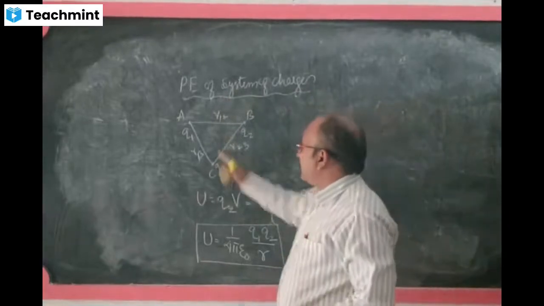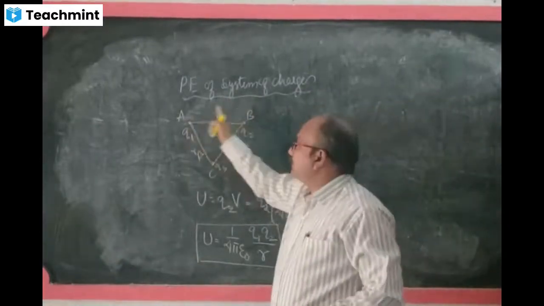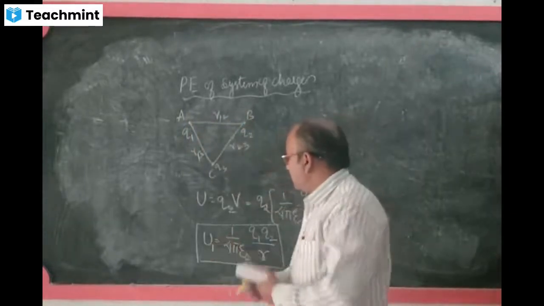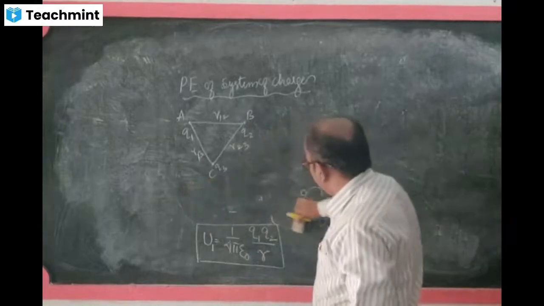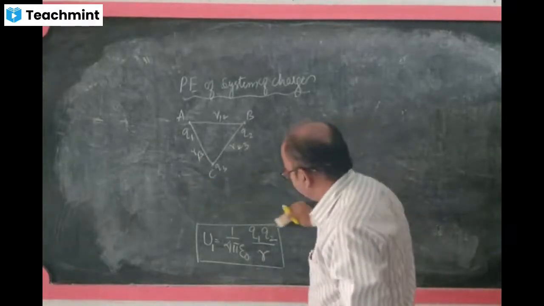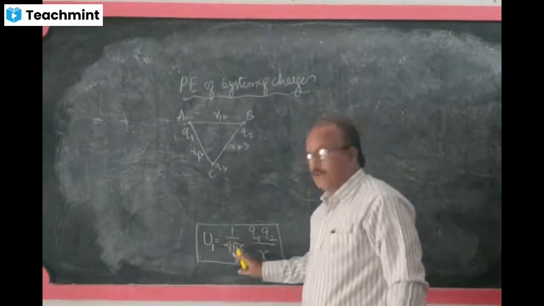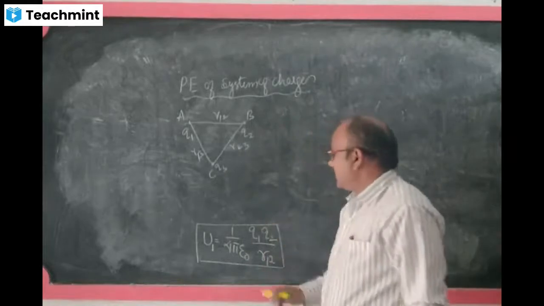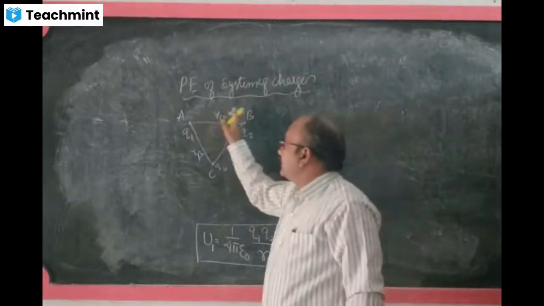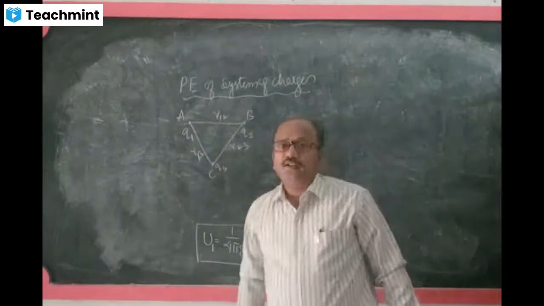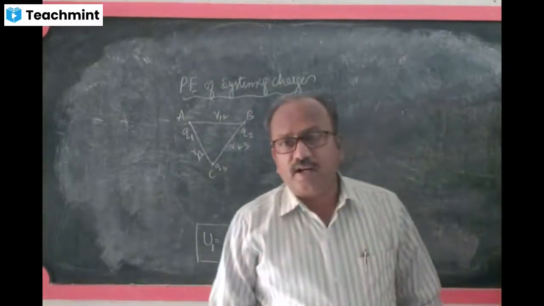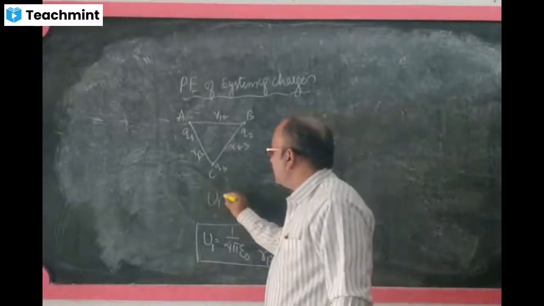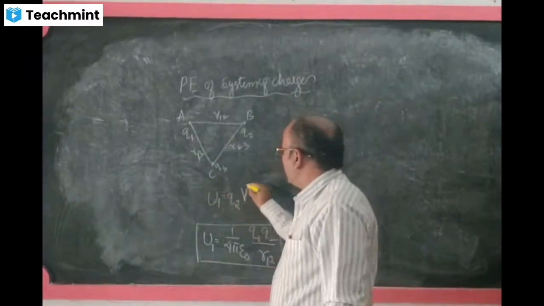So first you write the potential energy between the first and second charge. Let us take that as U1 is equal to 1 by 4 pi epsilon naught Q1 Q2 by the distance, that is R12. So this is the potential energy between the first Q1 and Q2 charges, by using this equation.